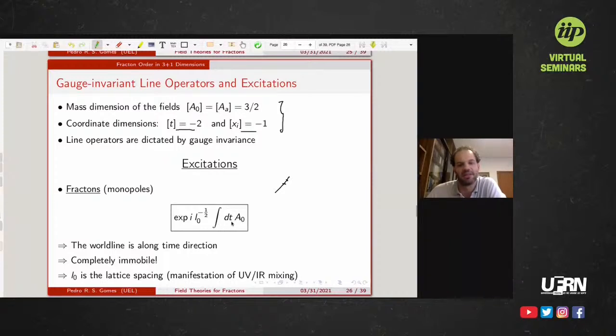Another property is that this is not a dimensionless combination because of these dimensions here, so we need to introduce a dimensional parameter in order to produce a properly dimensionless argument of the line operator. And this dimensional parameter is nothing else than the lattice spacing. So this is a manifestation of UV-IR mixing. All right, so this is the first type of line operators.